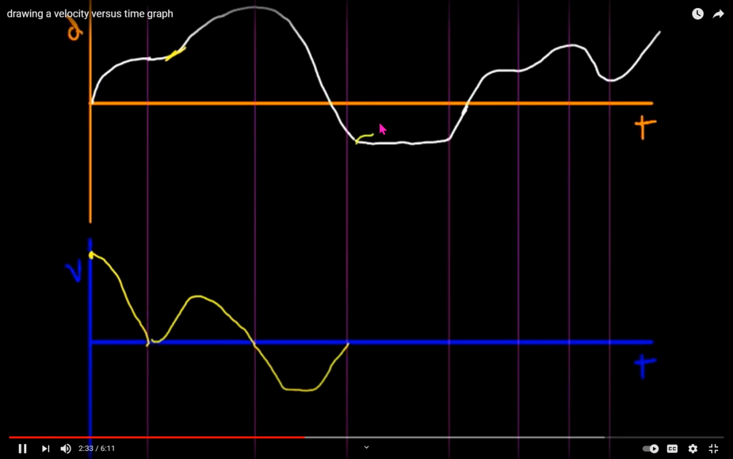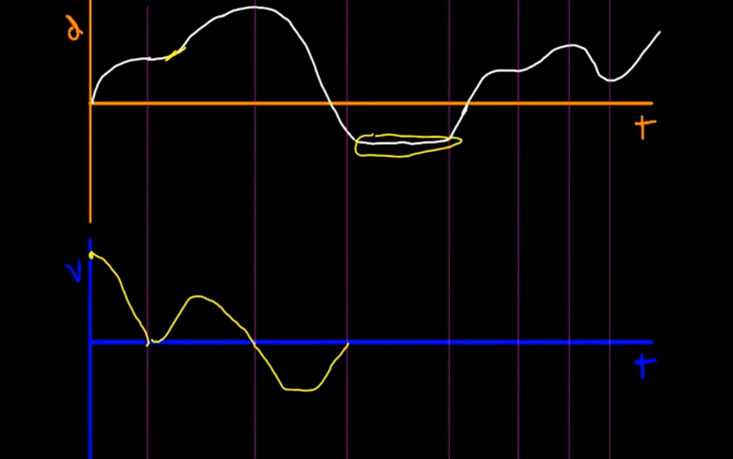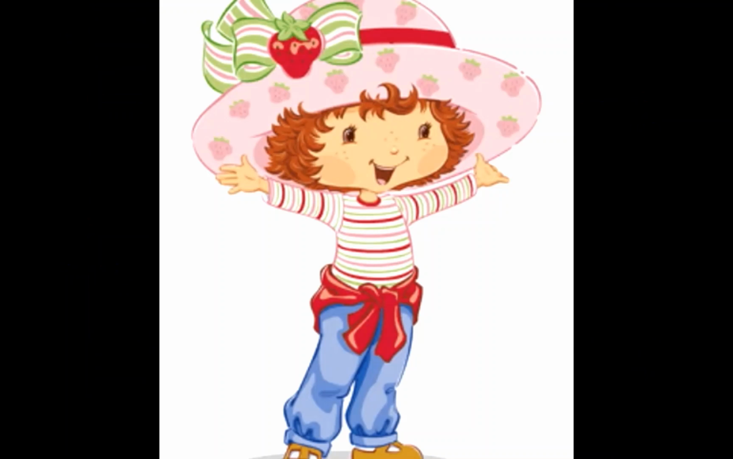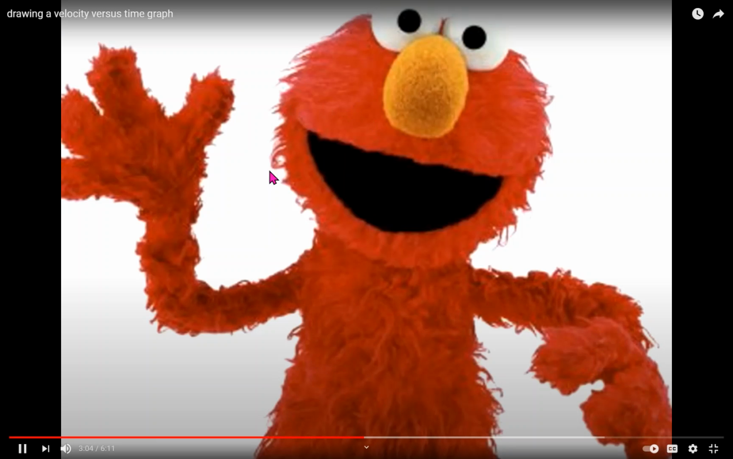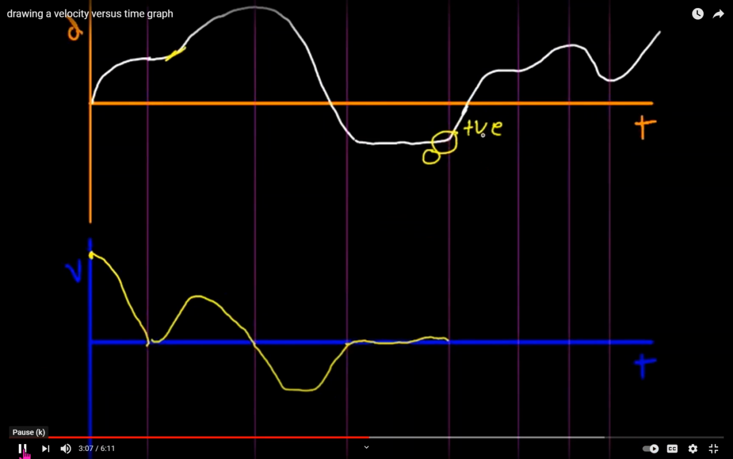So here I have constant slope, but the slope here is actually 0. Strawberry Shortcake says 0 slope means 0 velocity. So this whole section makes a 0 velocity. So you can draw a 0 velocity line going along here. That line isn't very straight. That's almost a straight line. Okay, there we go. There's approximately 0 velocity. That's still not very good. And then right here, we go from 0 velocity here, 0 slope here, to a pretty positive slope over here. Elmo says positive slope equals positive velocity. So let's show that. Okay, and this continues on.